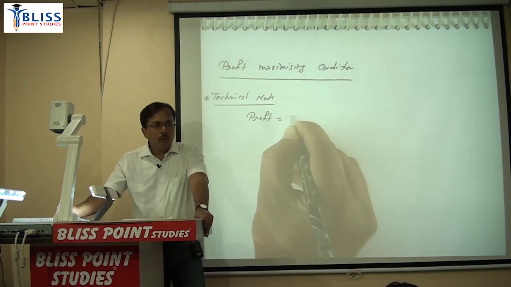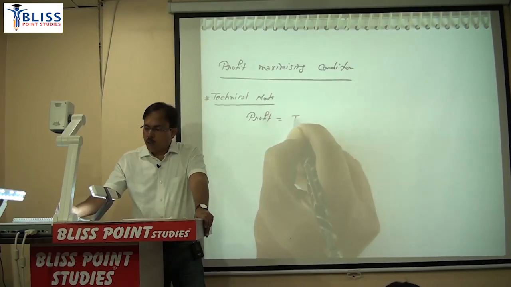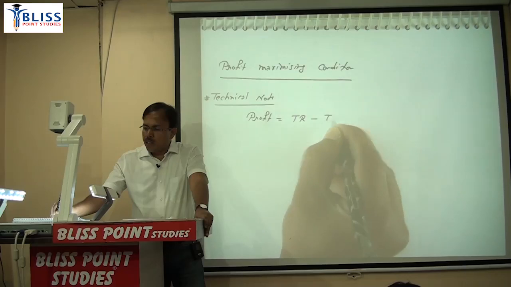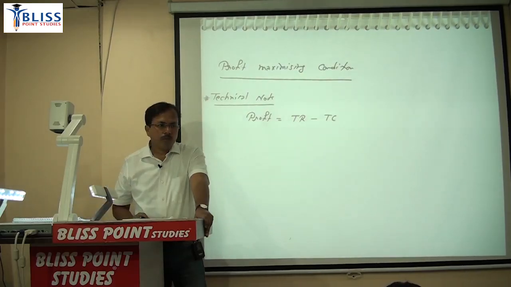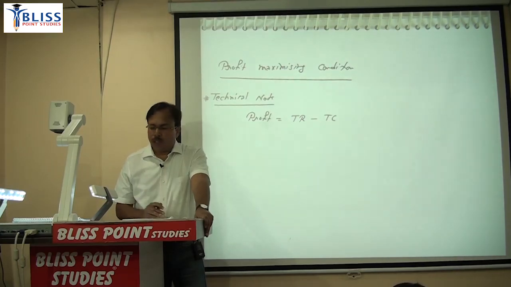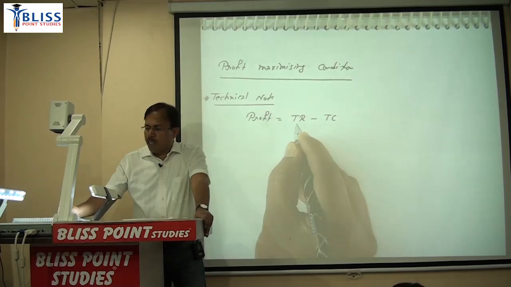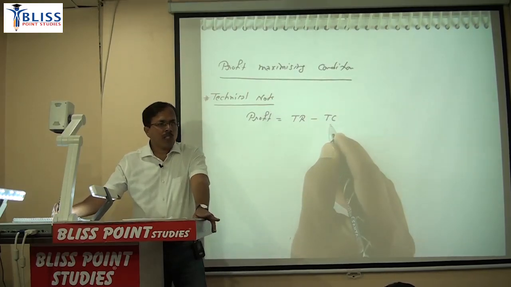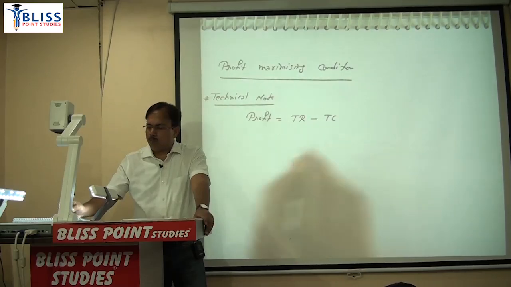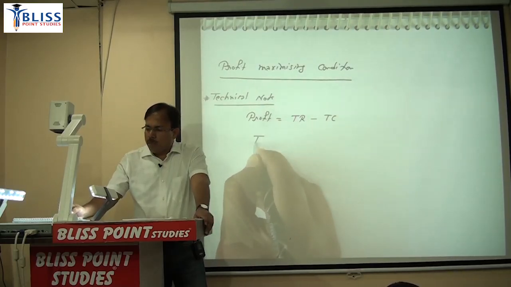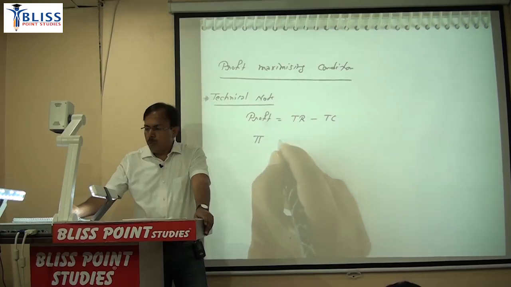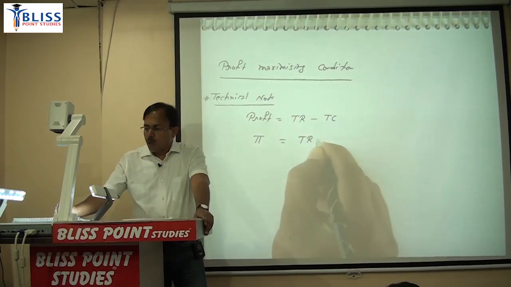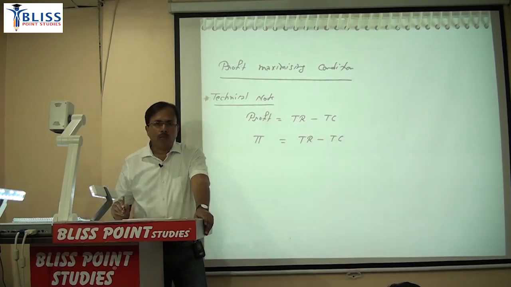Profit is difference of revenue and cost, so it is total revenue minus total cost. Revenue minus cost, and what is revenue? Sales into quantity. Price into quantity. So total revenue is nothing but price into quantity, and your total cost includes all the costs, whether it is fixed cost or whether it is variable cost. I write or denote profit by symbol pi. So profit is equal to total revenue minus total cost.